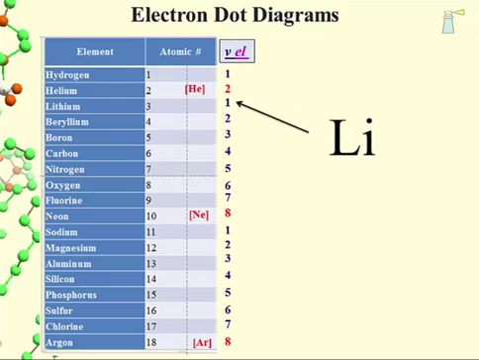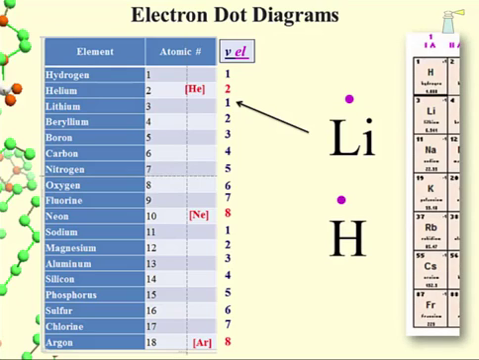On to lithium with its 1 valence electron. Remember, valence electrons come after the last noble gas configuration, and that is helium's 1s2. We will put the dot on top, and we see that lithium and hydrogen have the same dot diagram. Makes sense since they are both under the 1A heading.